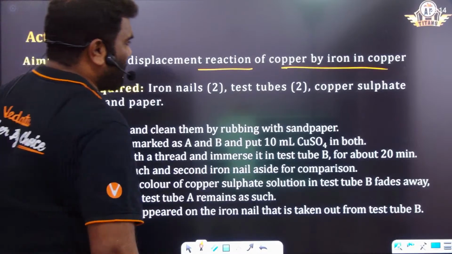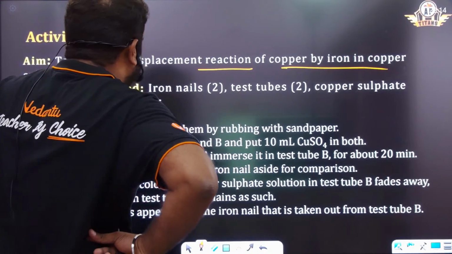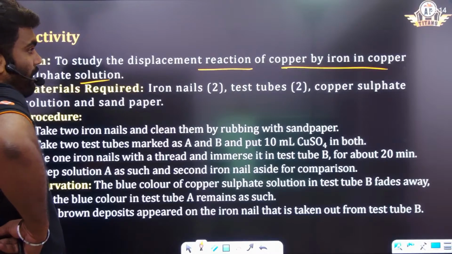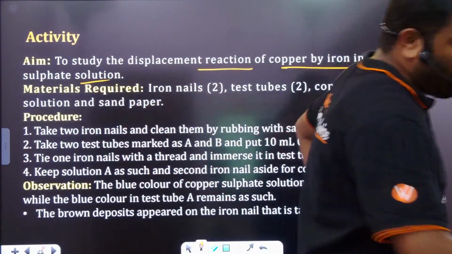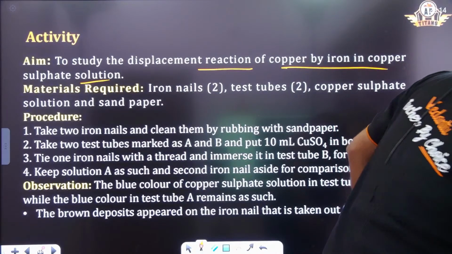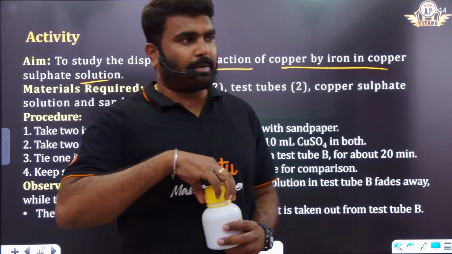To study the displacement reaction of copper sulfate by iron in copper sulfate solution. Okay. So here, beta, we have copper sulfate. Here I have copper sulfate.